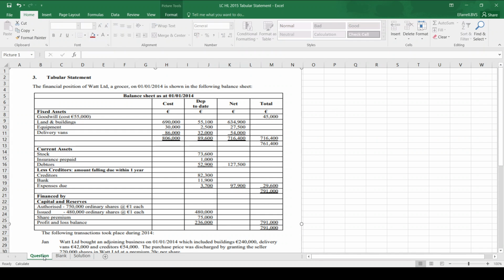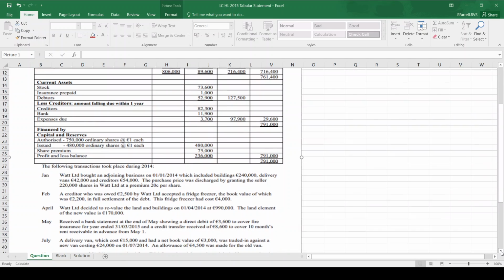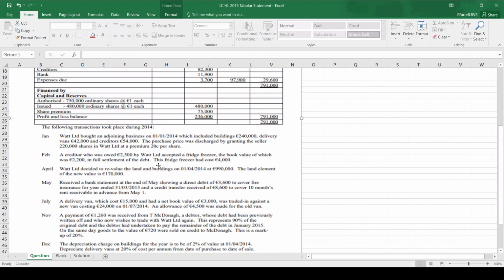We will now look at our first month. So January is the first month we have to account for. So in January, Watt bought an adjoining business, which included the different assets and liabilities mentioned here. So we have to put in those assets and liabilities, and the difference will be goodwill. And that's always the way this entry is taken account of. This comes up pretty much every year.